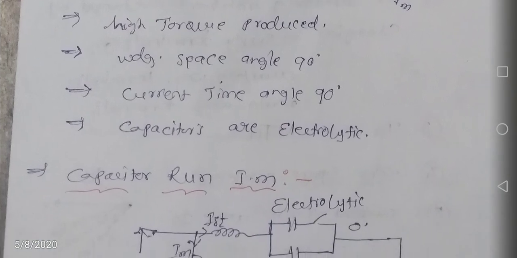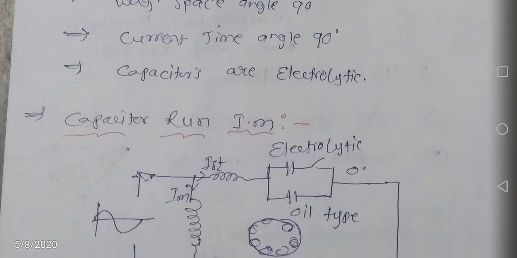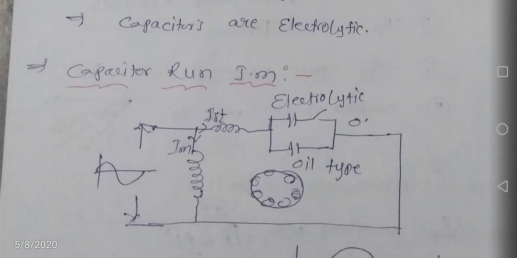Now, the capacitor run induction machine. In a capacitor run induction machine, two capacitors are used, one for running and one for starting. One is an electrolytic capacitor, which has a high rating, and the other is an oil type capacitor, which has a low rating. The electrolytic capacitor is for starting only, and the oil type capacitor is for running and starting. Running and starting, very important. Electrolytic only for starting.